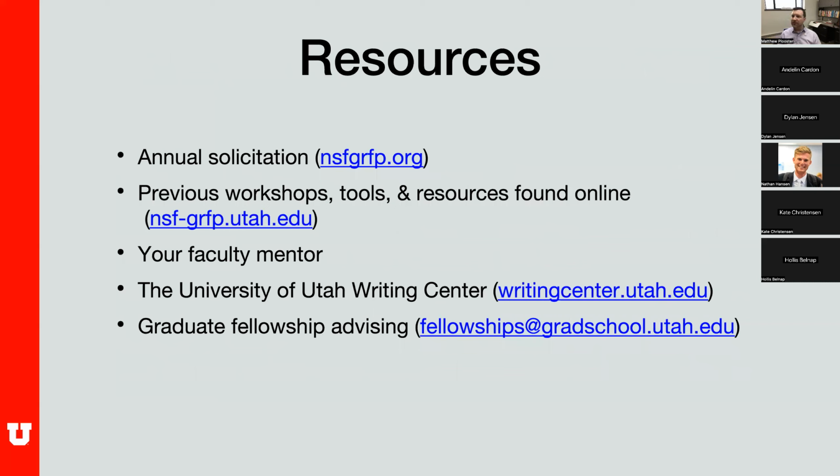So we have various resources for you. The annual solicitation is available at nsf-grfp.org. This is going to be the solicitation for last October's cycle. The new solicitation for this upcoming application cycle will be published end of June, early July. The portal will open in August and will close in October. Previous workshops, tools, resources, various handouts and guides, videos of these presentations, copies of these slides are available at nsf-grfp.utah.edu/workshops, specifically for the workshops.